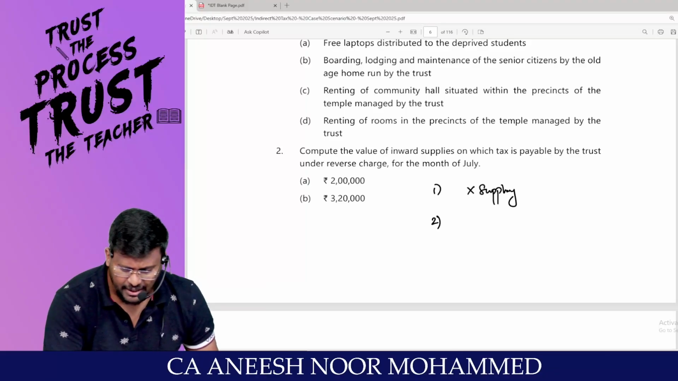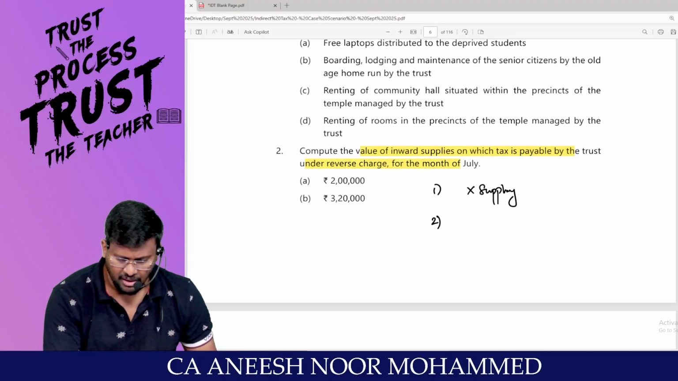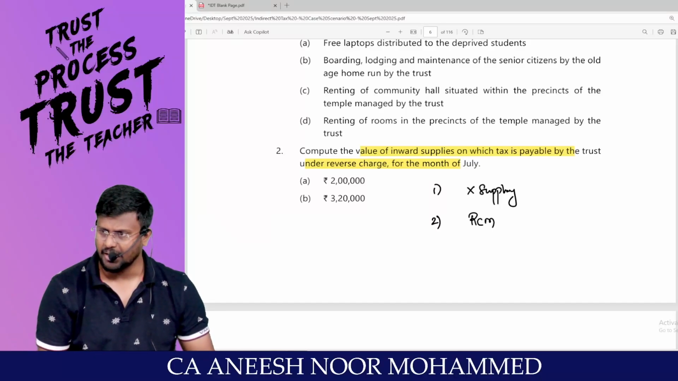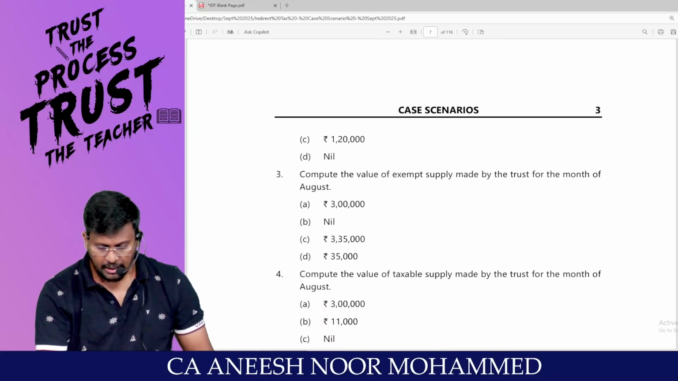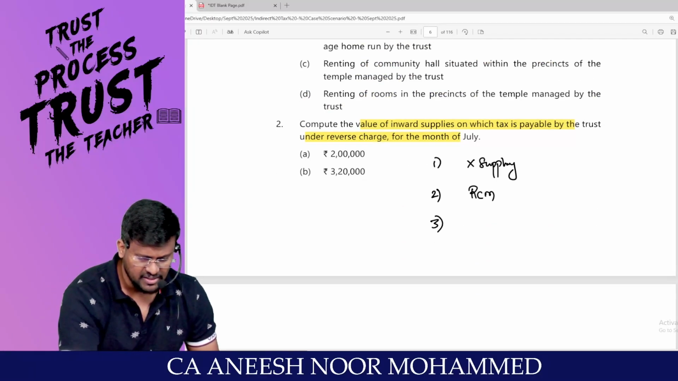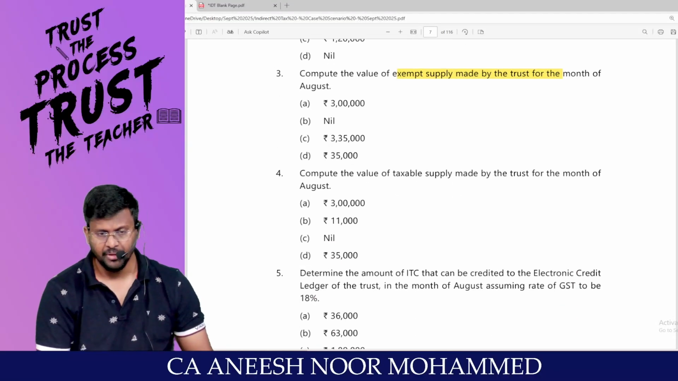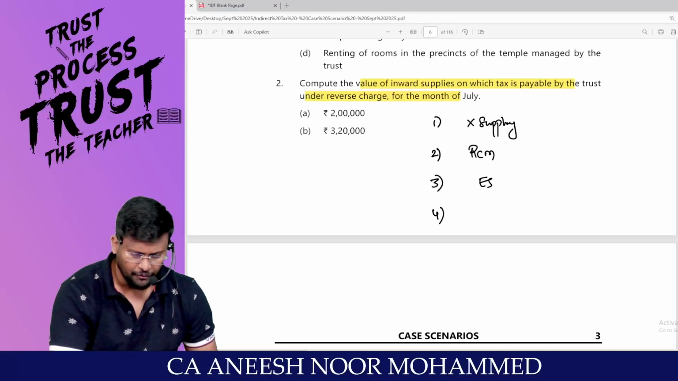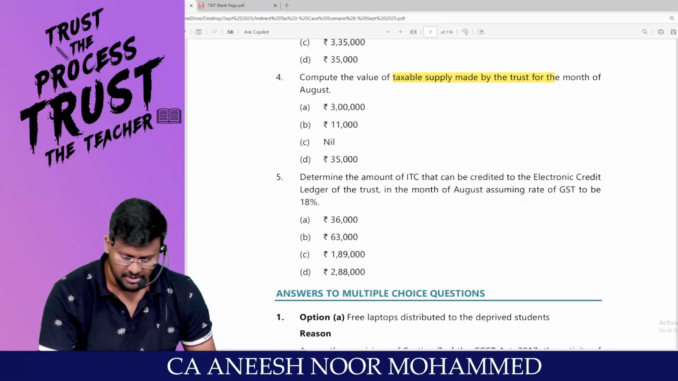Compute the value of inward supply on which tax is payable by trust under reverse charge basis. So for how much value of inward supply should RCM be paid? That is the second requirement of the question. Compute the value of exempt supply made by trust for the month of August. So exempt supply is the third requirement. Compute the value of taxable supply made by trust for the month of August. After exempt supply, they want to know how much is the taxable supply.